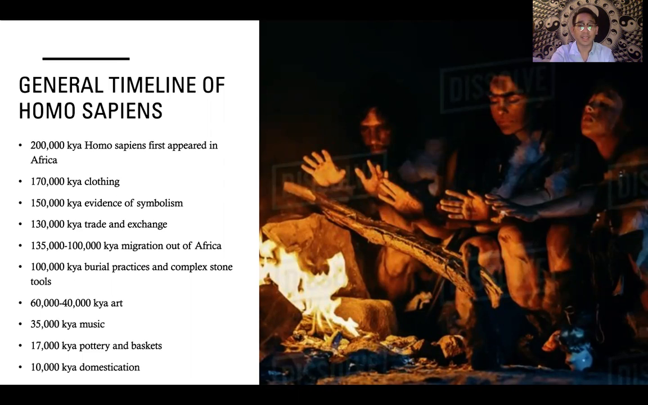100,000 KYA, burial practices and complex stone tools such as projectile points and spears. 35 KYA, music. 17,000 KYA, pottery and baskets. 10,000 KYA, domestication.